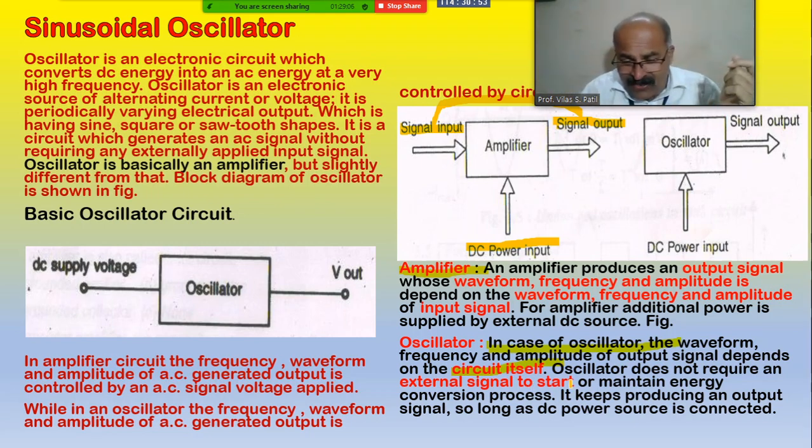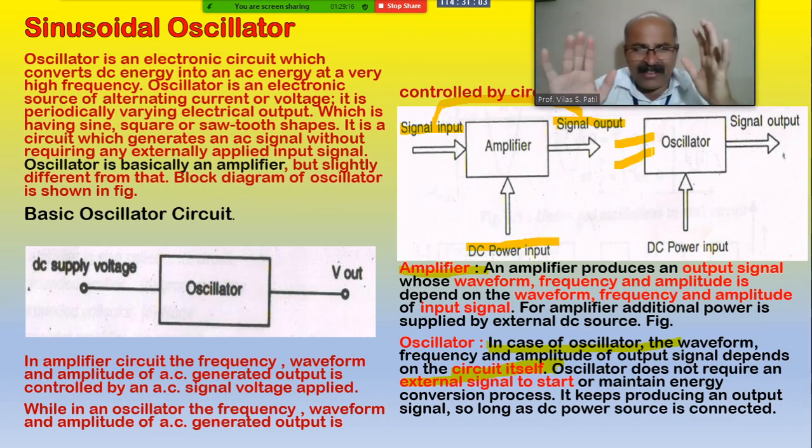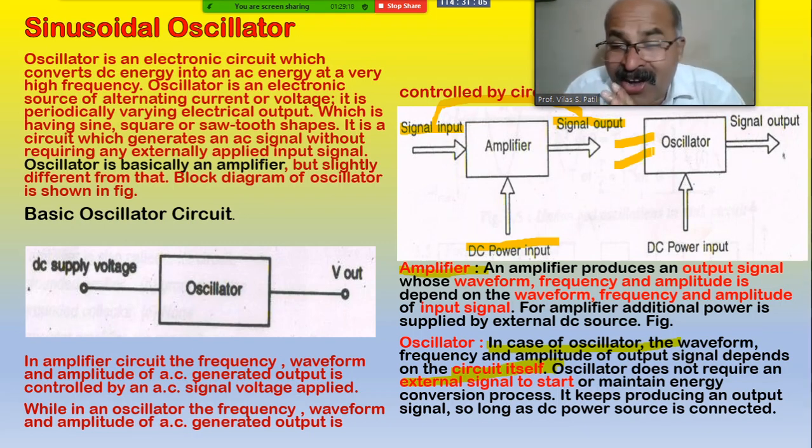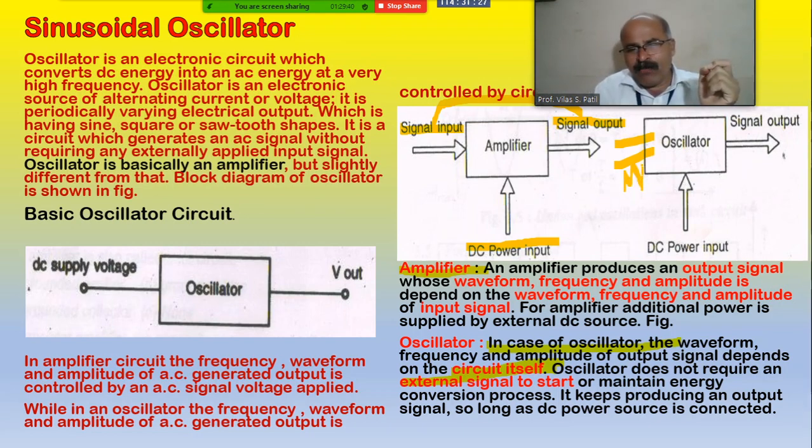That is, the oscillator does not require an external AC signal. इथं मित्रांनो त्याला काय लागत नाहीये, एसी सिग्नल लागत नाही, एसी सिग्नलची इथं गरज नाही. म्हणजे दॅट इज, oscillator does not require an external signal to start or maintain the energy conversion process. It keeps an output signal so long as DC source is connected. इथं आपल्याला एसीच्या इनपुटची गरज नसते.